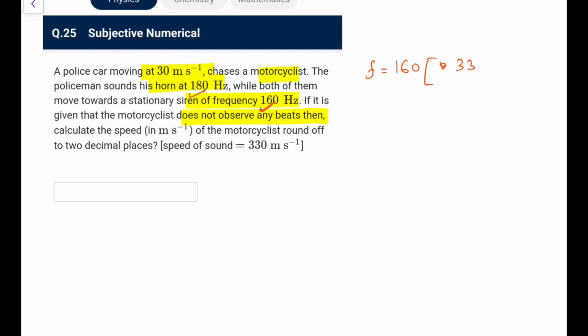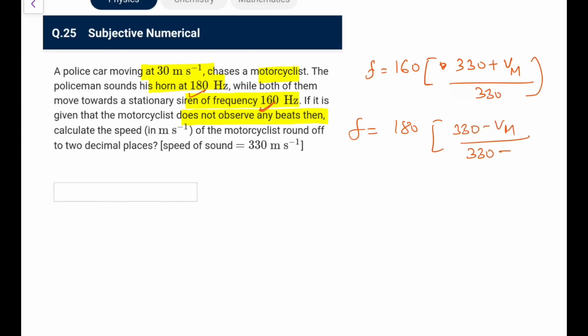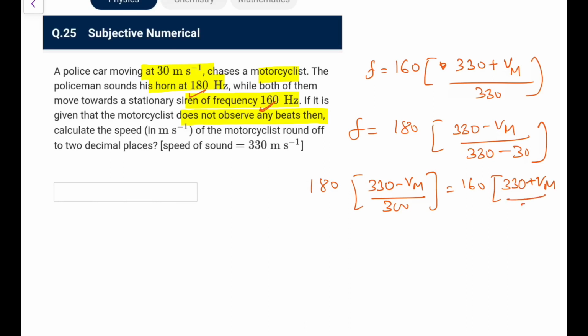It would be 330 plus velocity of motorcyclist upon 330. And the frequency that he is hearing of the police car, because the police car is going towards the siren, both effects will come in Doppler. So 180, it is going away, so it would be 330 minus v of motorcyclist, and that was going towards the motorcyclist, so 330 minus v of police, and police is given as 30. You are given these both are same. So equating, 180 into 330 minus v of motorcyclist upon 300 is equal to 160 into 330 plus v of motorcyclist upon 330.